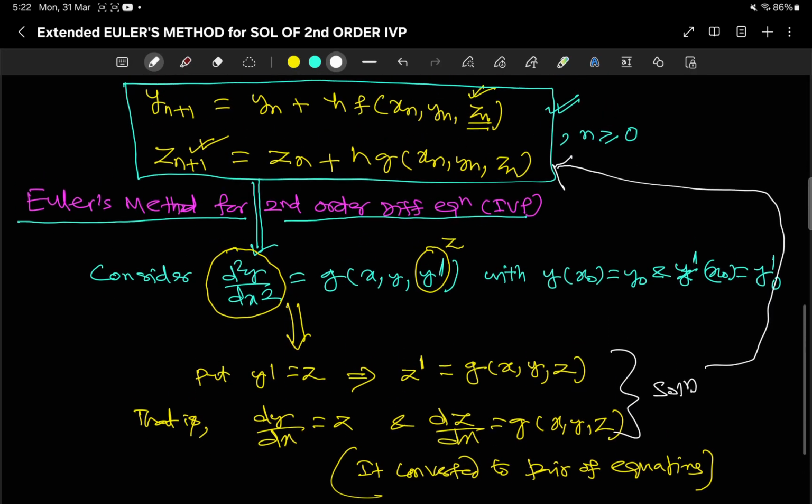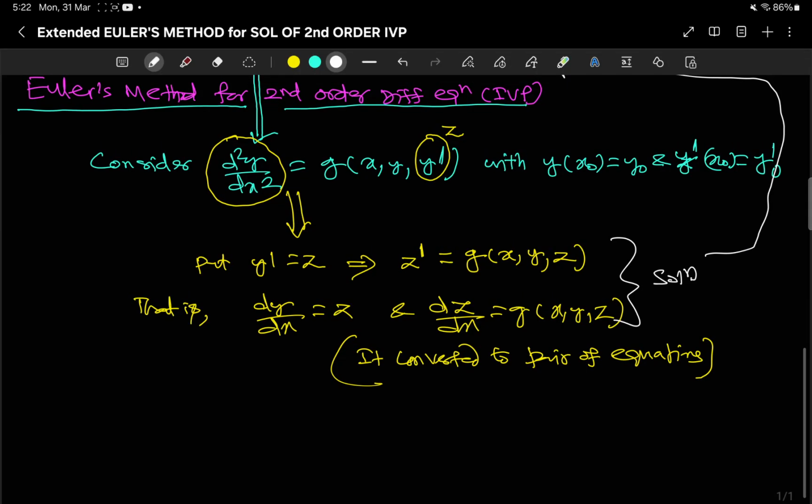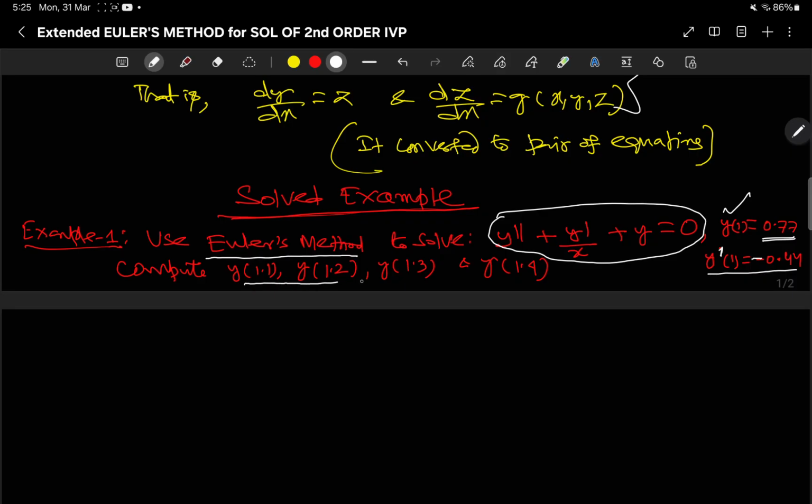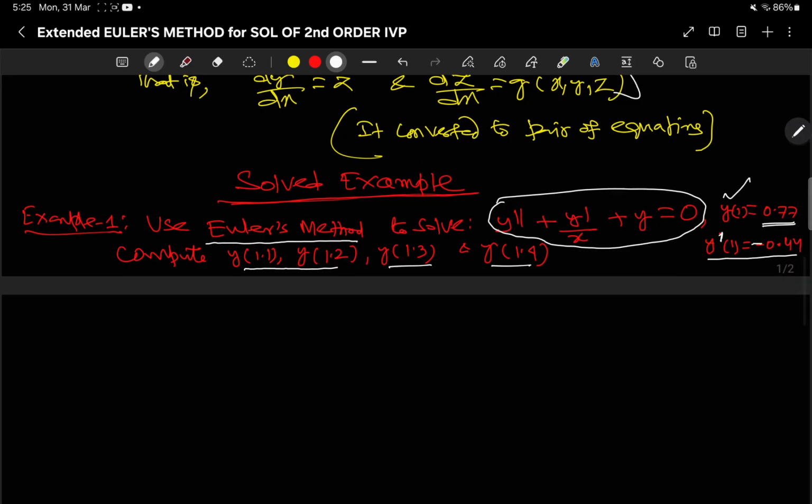And continue the solutions. If we solve some solved examples, then your idea will be clear. So let us solve some examples. Now we need to use Euler's method, also called the extended Euler's method, to solve this second order differential equation with initial conditions y(1) is 0.77 and y'(1) is minus 0.44, and we are asked to compute y of 1.1, 1.2, 1.3 and 1.4.